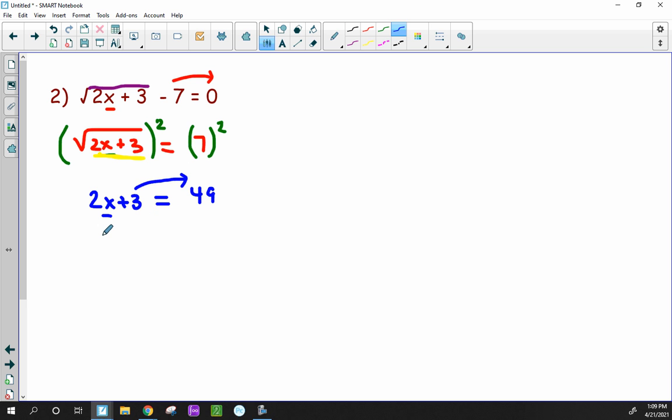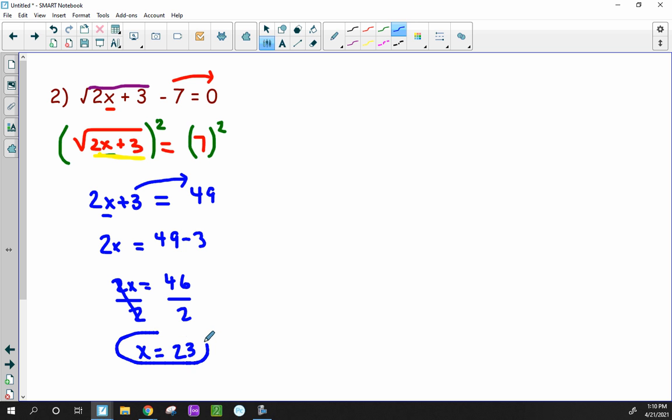Again, your goal is to get x by itself. Now you need to move the 3. So 2x is equal to 49 minus 3. 2x is equal to 46. To get rid of the 2, you're going to show division. And 46 divided by 2 is 23. So you're going to put x is 23 for your possible solution.